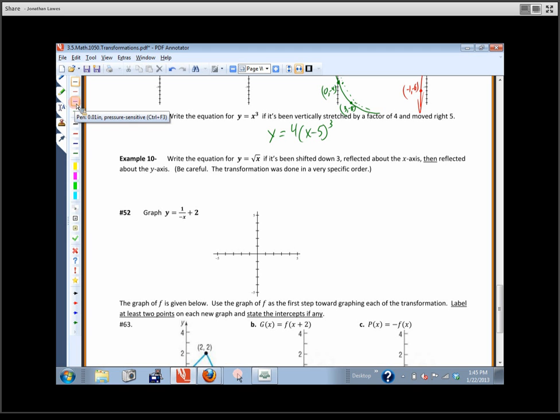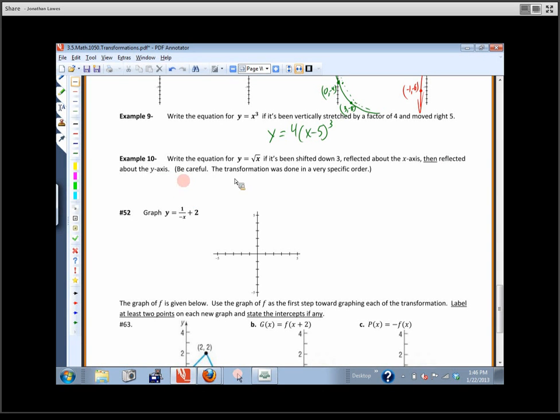Reflect it about the x-axis. Now think about what reflecting it about the x-axis would do, okay? That would be top for bottom and bottom to top, okay? So that's a vertical flip. Even though we're involving the x-axis, we're flipping top for bottom. So that's a vertical change there. Then it's reflected about the y-axis, okay?